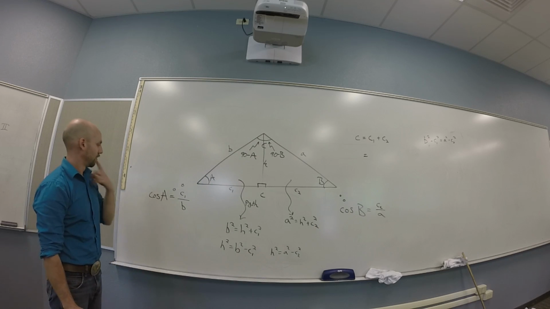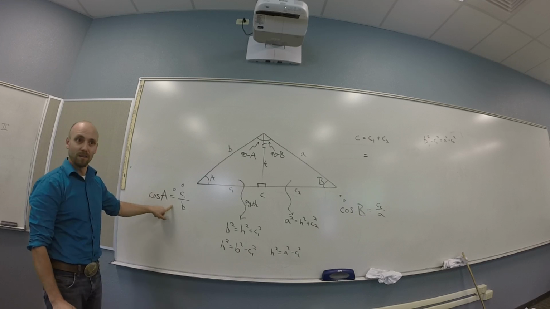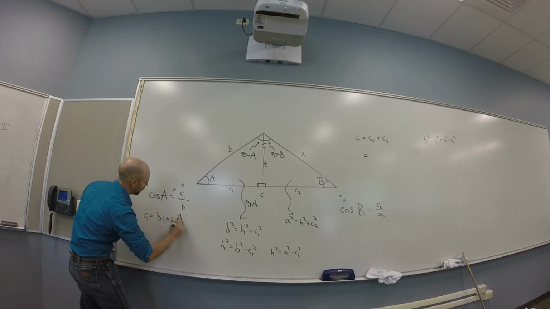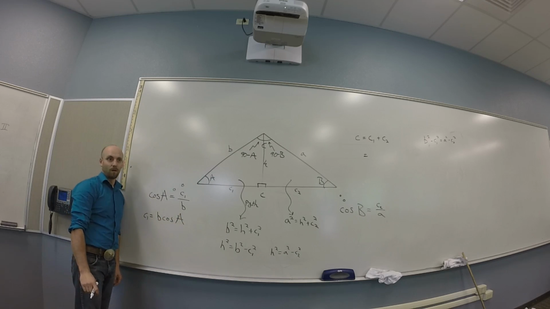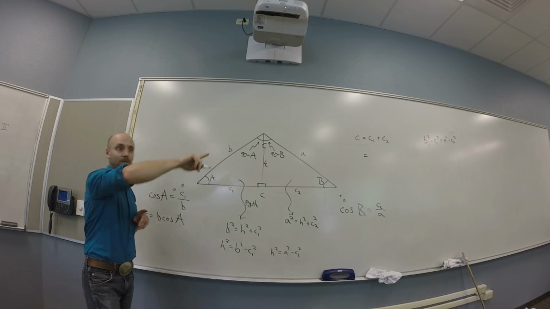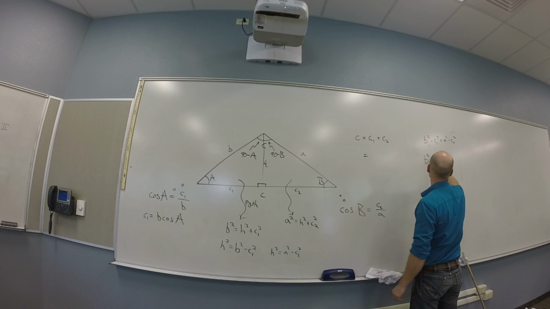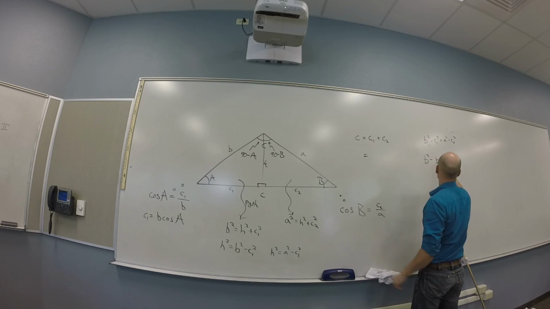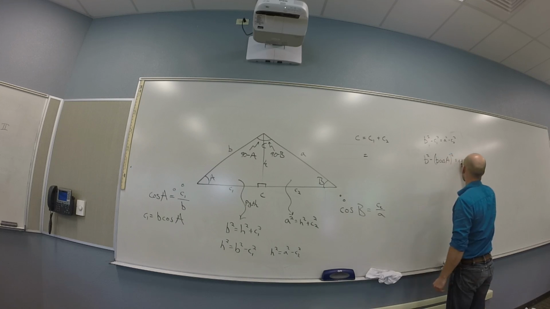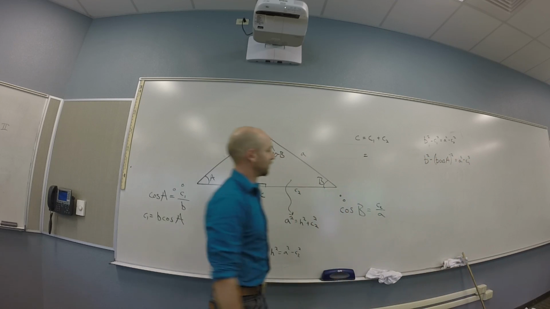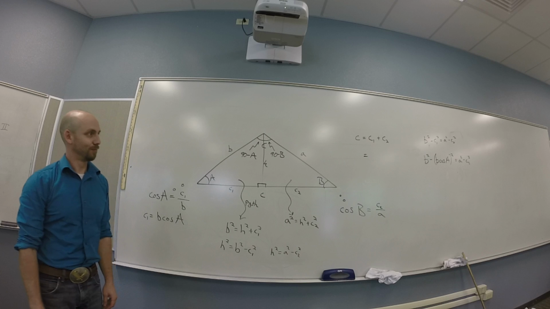Okay, so I got this, right? This is c1 is b cosine A, right? Okay, so I could put that in for c1 over there. So I could get b squared minus b cosine A all squared is a squared minus c2 squared. Cool. We're getting somewhere, probably, maybe.